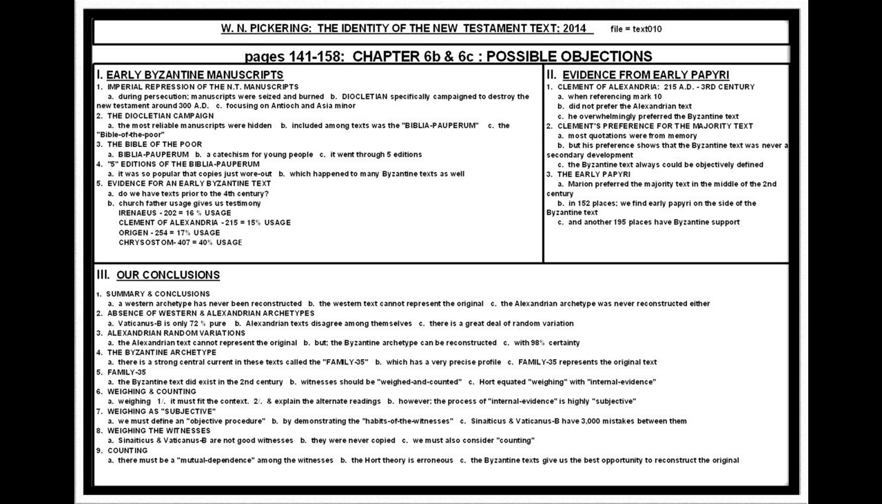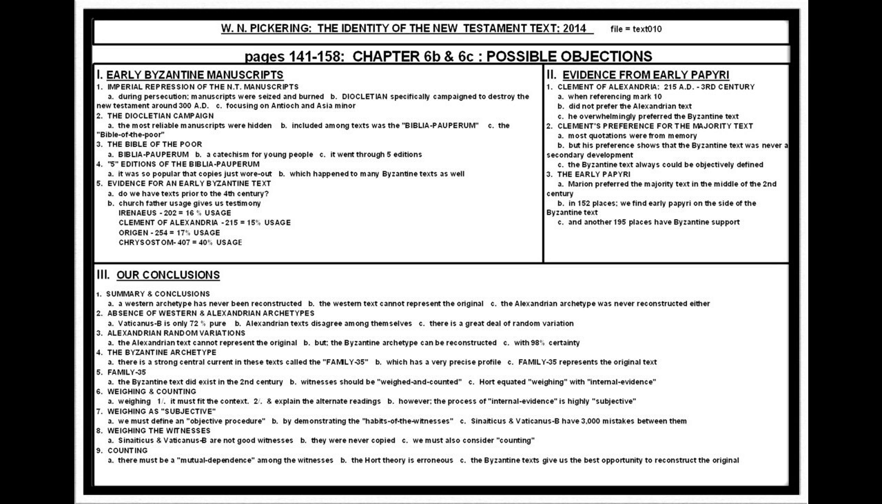the 152 and 195 places of early papyri evidence for Byzantine support. So that foundation is laid down in Block 1 and Block 2 so that the conclusion in Block 3 can be given, which is Block 3, Note 4. The Byzantine archetype. There's a strong central current in these texts called the Family 35. It has a very precise profile. Family 35 represents the original autograph text. That is the conclusion that he draws.